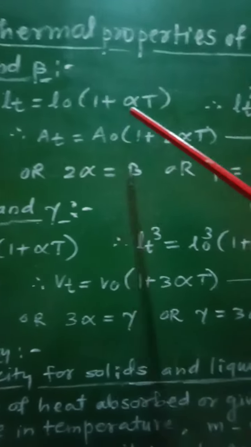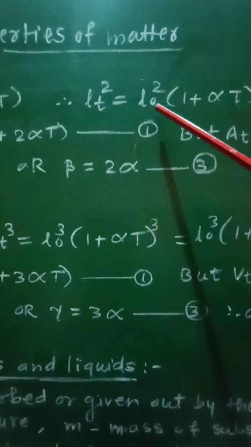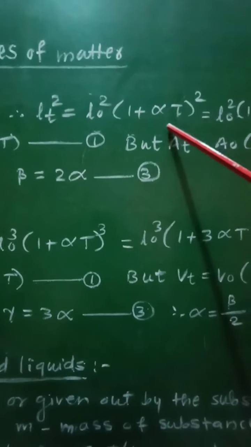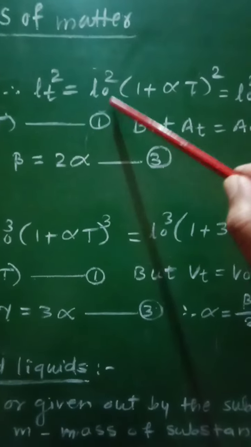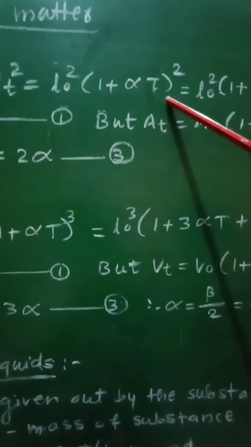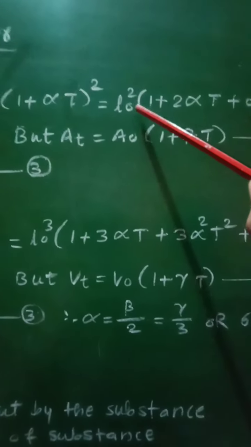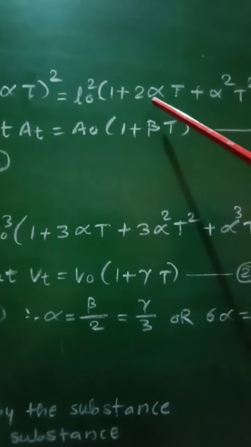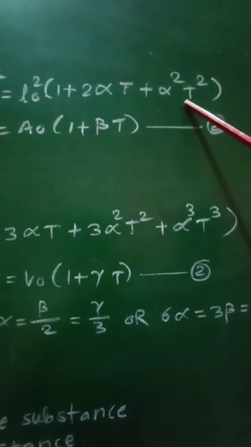Squaring this relation, we will get LT square equal to L0 square into 1 plus alpha T whole square. Expanding this, we will get L0 square into 1 plus 2 alpha T plus alpha square T square.